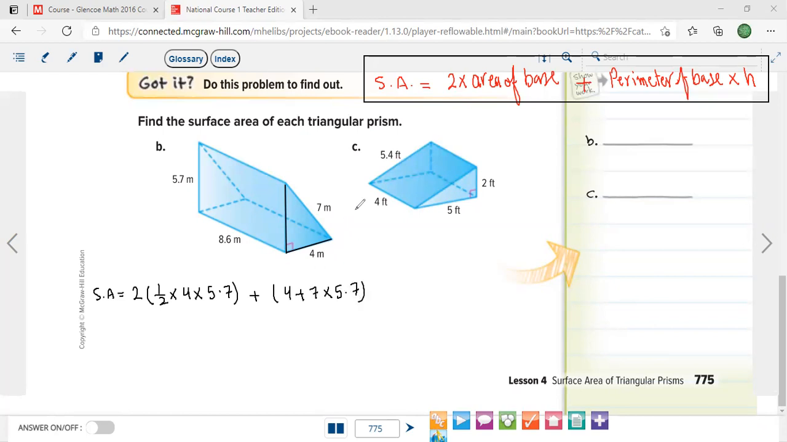And you have to put them all, sorry, this is addition, you have to put them all between parentheses because all of them will be multiplied by the height of the prism. So 4 plus 7 plus 5.7. All of them should be multiplied by the height of the prism, and we agreed before that the height of the prism is the line joining the two bases, as you can see, 8.6.